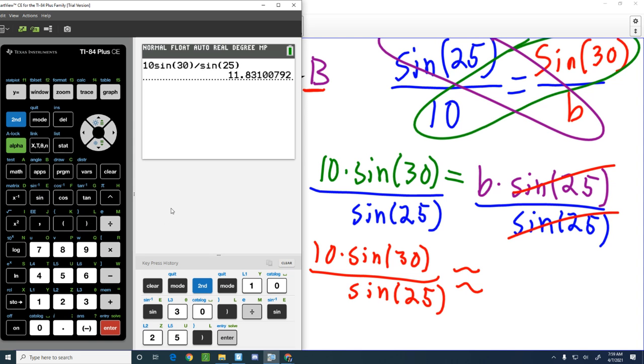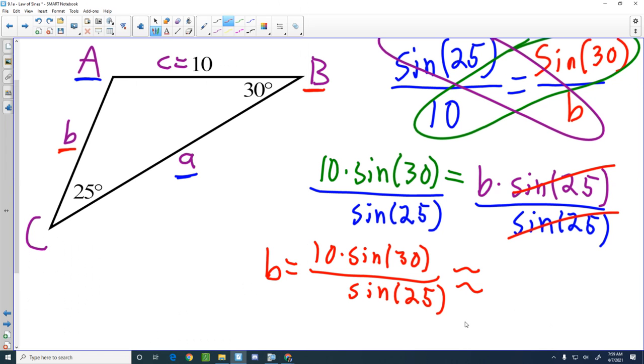Anyone else get 11.8? Yeah? Fantastic. Great job. 11.8, approximately. So that is side b. 11.8 is approximately equal to b. Cool.